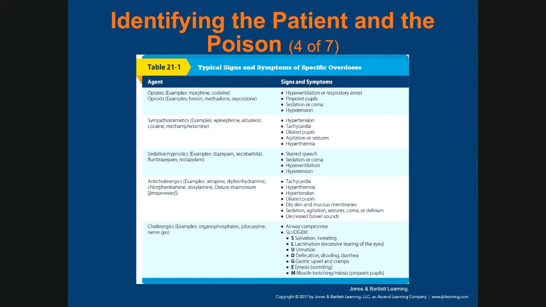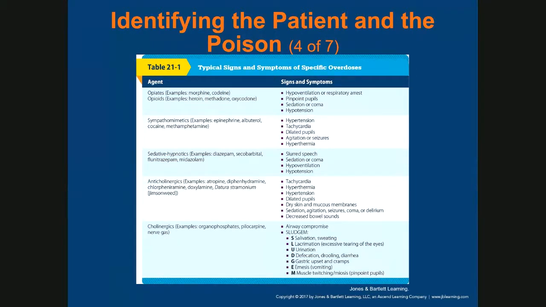So you have opiates or opioids, you have sympathomimetics, you have sedative hypnotics, you have anticholinergics and cholinergics, right? And each of these toxidromes will produce specific signs and symptoms. Pay attention to the signs and symptoms that are specific to each. Right? So this is what you really need to learn.